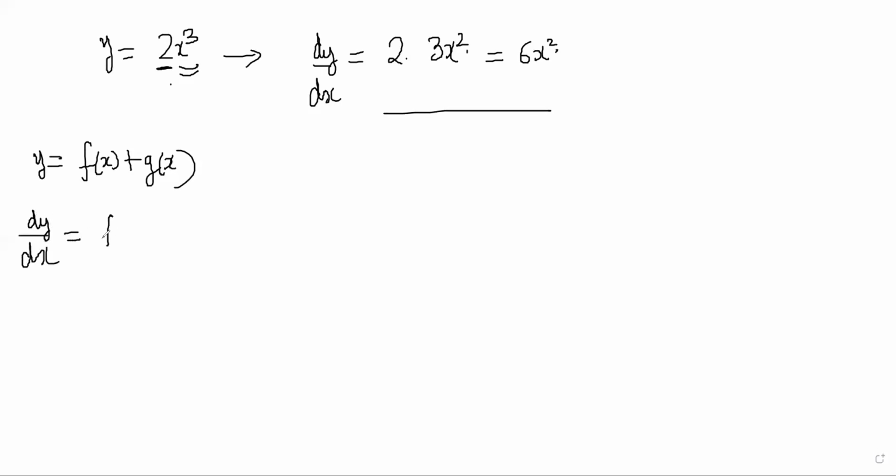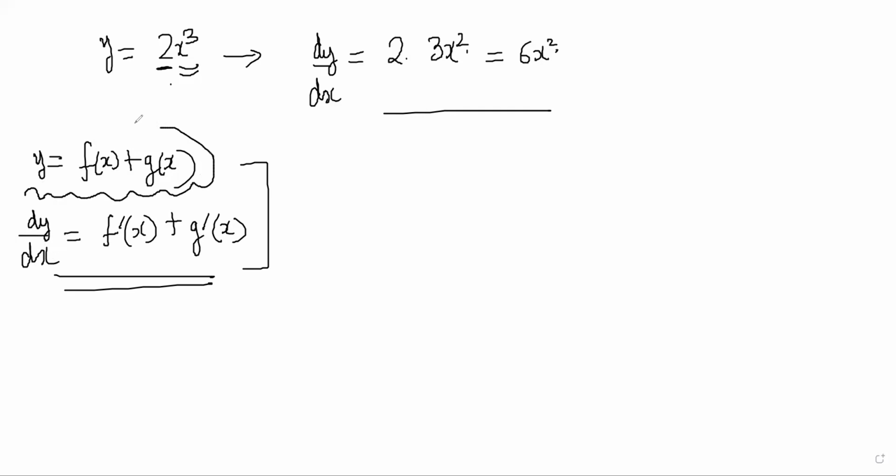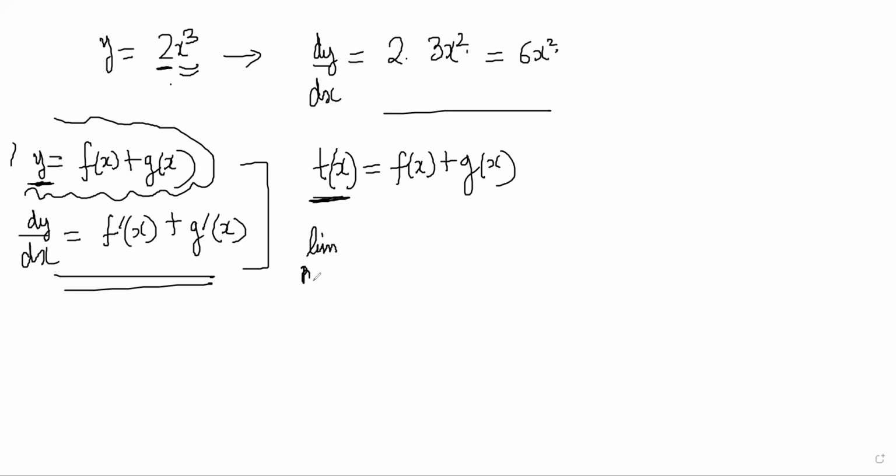Similarly, I can prove that if y is equal to f of x plus g of x, then dy by dx would simply be f dash x plus g dash x. I will not prove this, it is very straightforward, but you have to believe that this works. How would you do it? Let's say this thing is called a new function t of x, where t of x is f of x plus g of x. To find the derivative of this t of x, I have to do limit of h tends to 0, t of x plus h minus t of x by h, right?